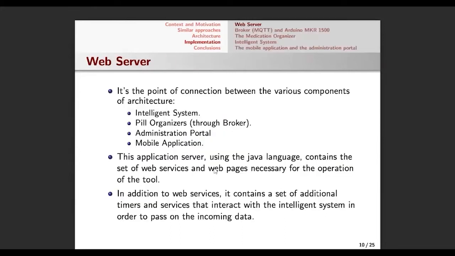As mentioned above, the web server component is the point of connection between the multiple components of our architecture. These components are the intelligent system, the field organizer through the broker, the administration portal, and the mobile application. This application server, using the Java language, contains the set of web services and the web pages necessary for the operation of the tool. In addition to the servers, it contains a set of additional timers and services to interact with the intelligent system in order to pass on the incoming data.